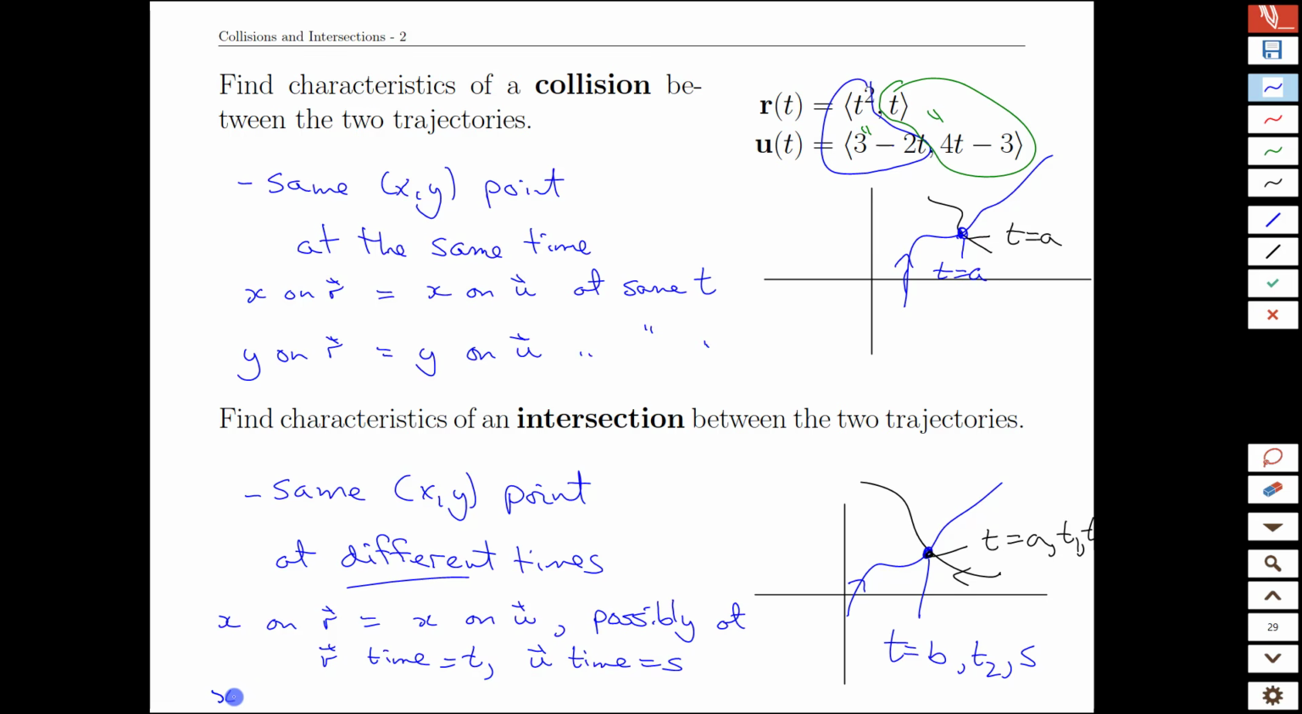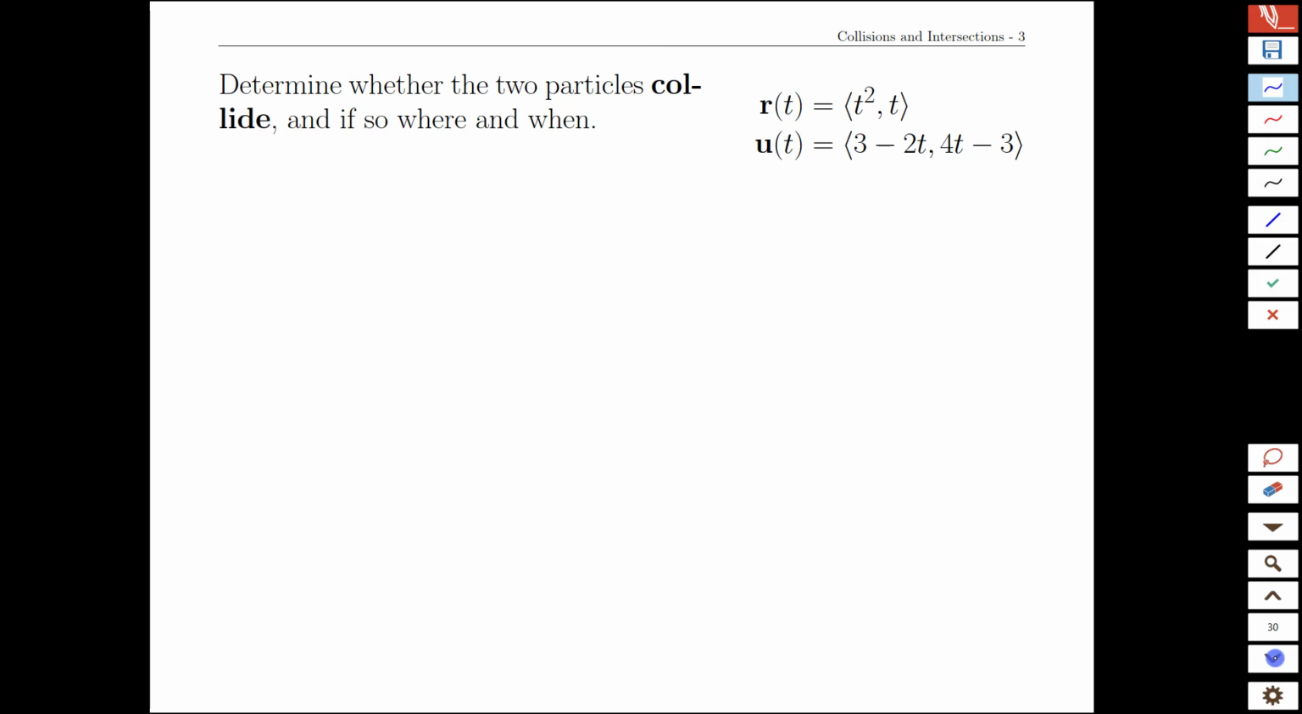So the other equivalent thing is if we also need the y coordinates to be equal. So the y on the r has to equal the y on our u curve, and again, possibly at two different times for r and u. We'll see how this plays out in the math. That'll hopefully make things more concrete. We're going to start with the collisions because, as I mentioned, that's usually what people see as more straightforward. Let's see how that plays out here.